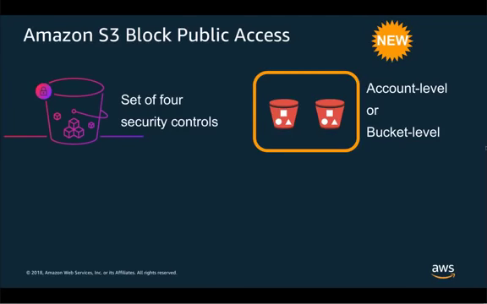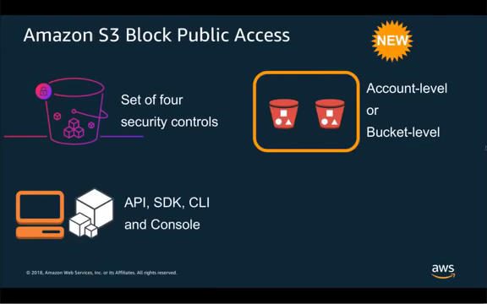As I mentioned, you can actually apply it at the account level, and if you do that, all the buckets within that account will inherit that property. So once a customer has enabled Amazon S3 Block Public Access settings, they make sure that newly created resources block policies or ACLs that allow public access.